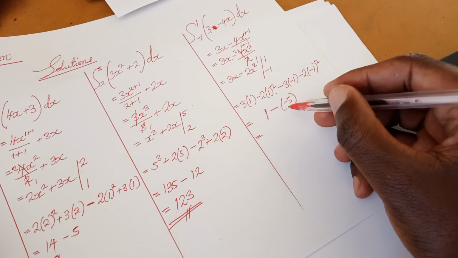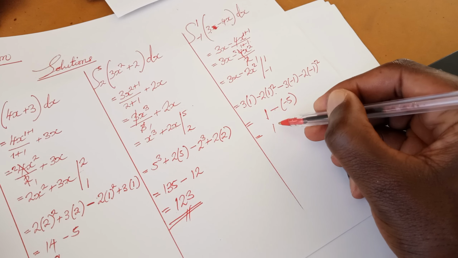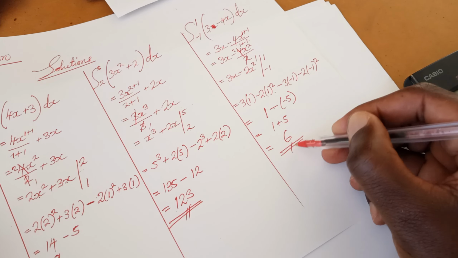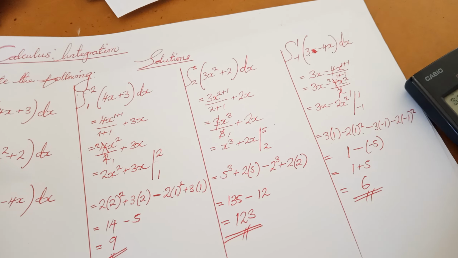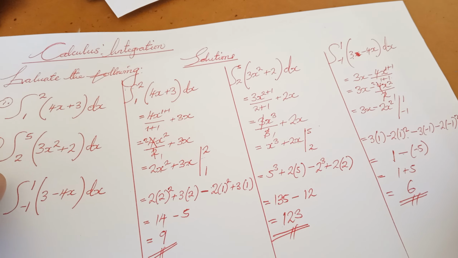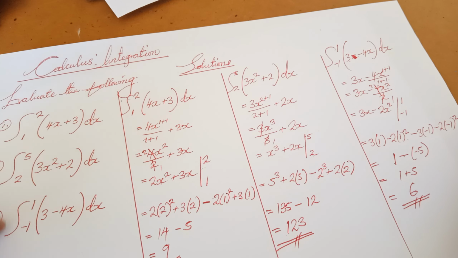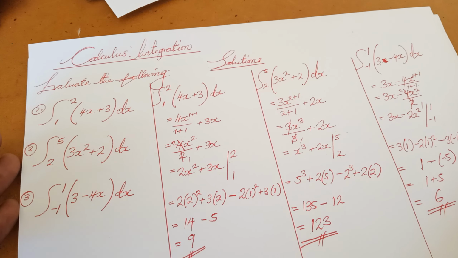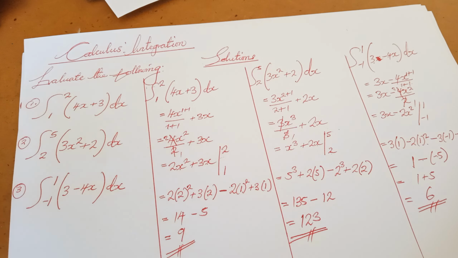So this is equals, so here we say negative times negative, it's positive. So it is 1 plus 5, which is giving you 6. Okay, my students, that is how we integrate when you're given the what? The limits. When you're given the limit. So this is definite integration. So if you find such a question in an exam, that is how you answer it.